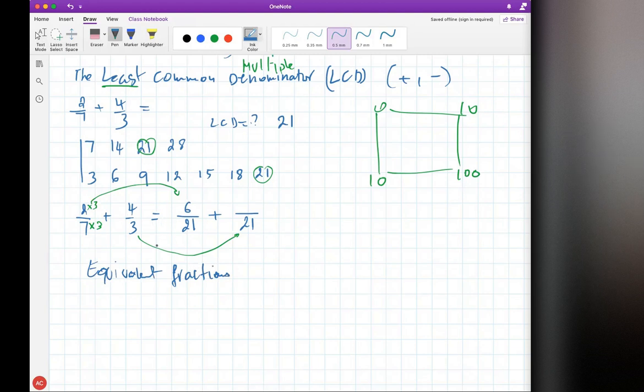Okay, so let's turn this one into a new fraction. This time we're going to times by 7, and here times by 7. 3 times 7 is 21. 7 times 4 would be 28. That's right.